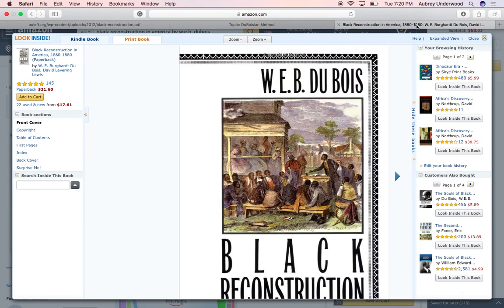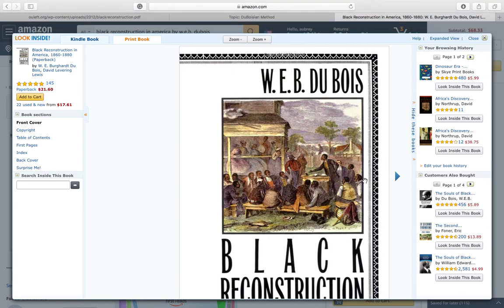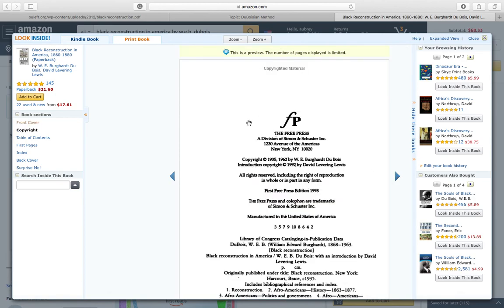So if you go on Amazon's website, you can open up the book. And I recommend you doing this just so you don't need to buy it, just so you can look at the cover publications for a couple of reasons. So the full title, of course, is Black Reconstruction in America, 1860 to 1880, right? And if we take a look into the book, the first thing that should strike you is the first printing of this book is 1935.